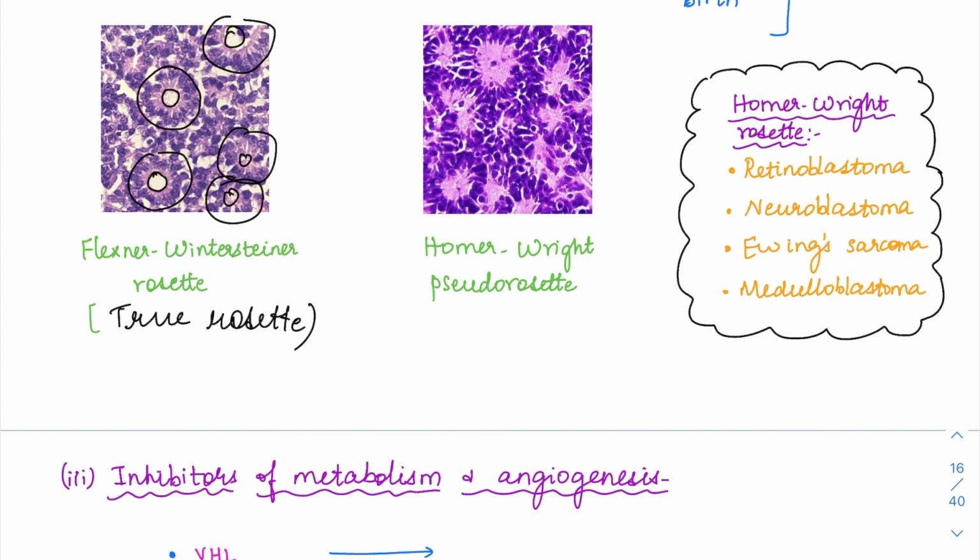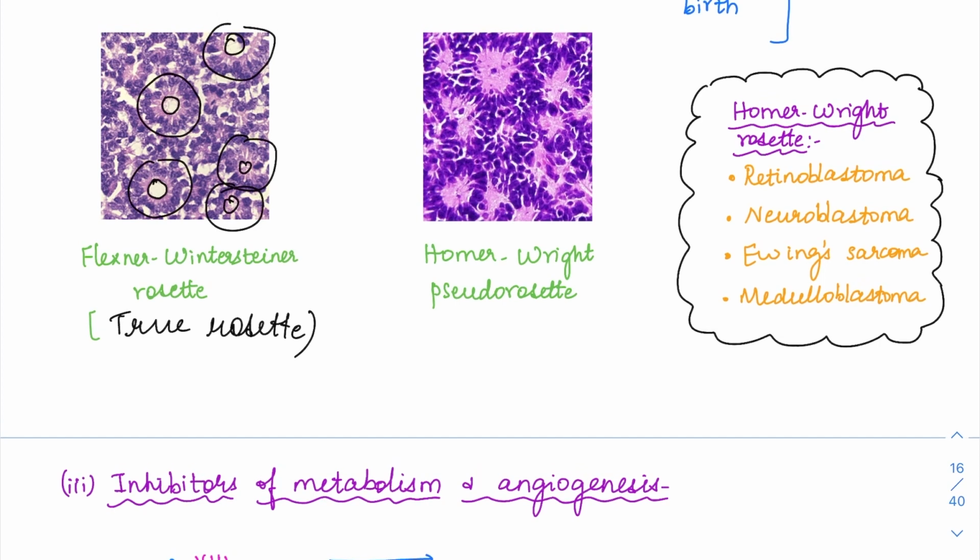Okay. Homer-Wright rosette is a pseudo rosette because here this is a rosette, here this is a rosette. So everything of this is going to form this rosette. So in the center of the rosette, if you see, there is going to be some pinkish material. This pinkish material is nothing but the neuropil. So the lumen is not free, it is having some content inside it. So Homer-Wright rosette is a pseudo rosette.